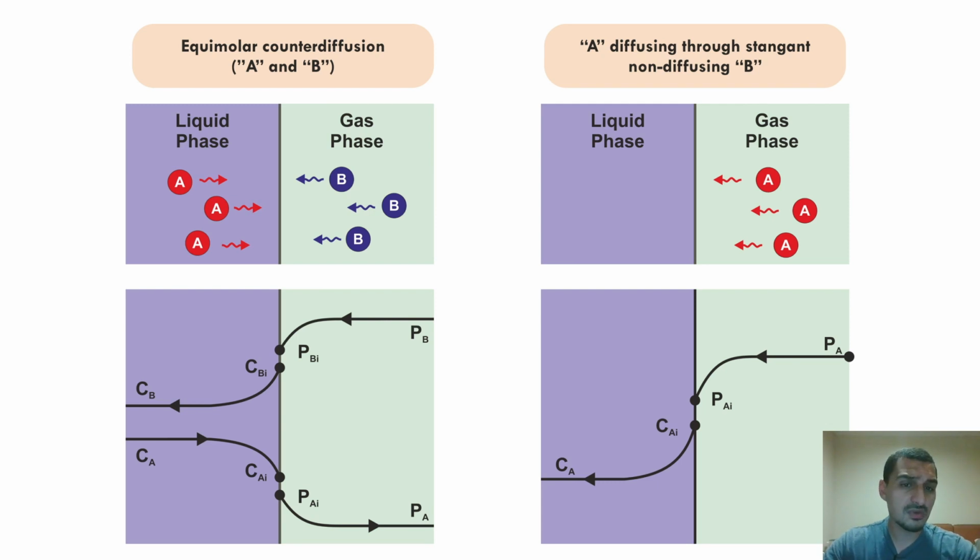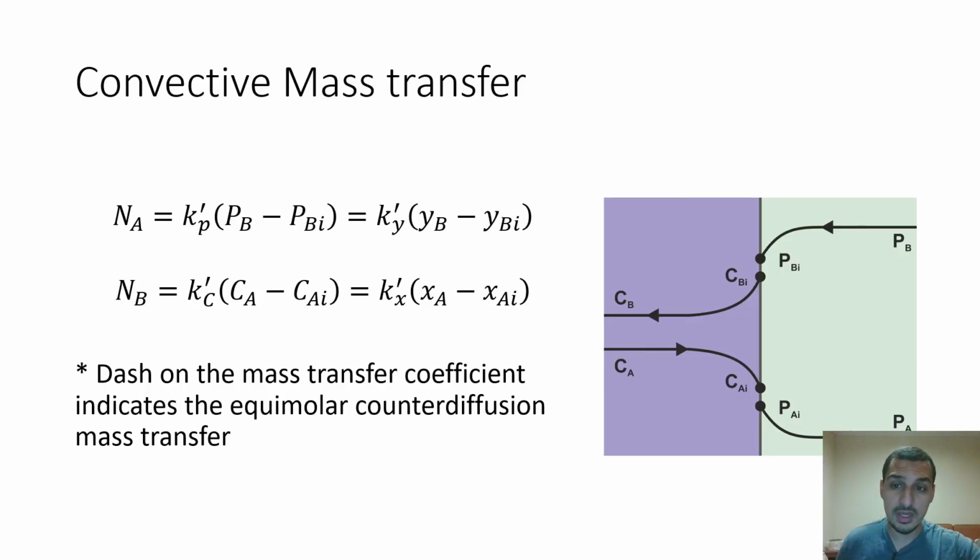For the two cases, we will have the mass transfer equation that describes it. The convection mass transfer equation is the same. We will have a mass transfer coefficient multiplied by the driving force. So of course, this is the flux, it's not the rate. The flux is the rate divided by the cross-sectional area. So if you want to get the rate, then we will multiply the NA by the cross-sectional area, or the area of mass transfer, whatever it is.